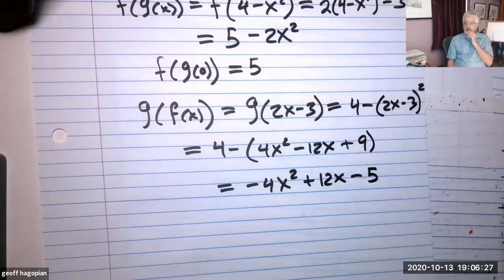All right, so what's the range of that? The domain is all real numbers again, right? There's no restriction on what can go into F, and you get all real numbers coming out of F. And so you're getting the range of G. And we know the range of G is all numbers up to and including 4. Is that going to work here?